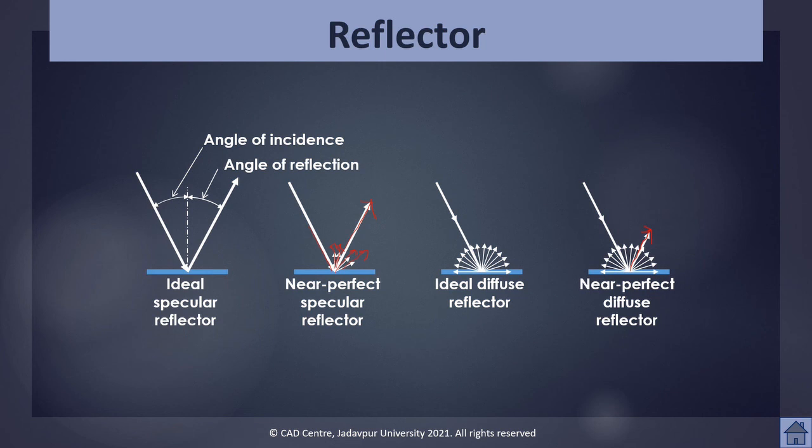If any diffuse reflector reflects in such a manner that the radiant flux leaving the surface is constant for any angle of reflectance, then this reflector is called the ideal diffuse reflector, or Lambertian surface. We have used the term hemispherical to measure the reflectance, absorptance, and transmittance.